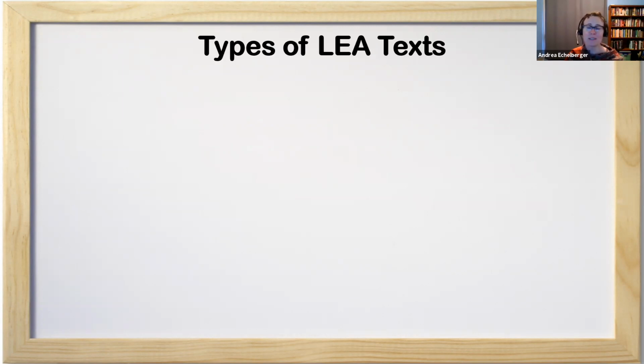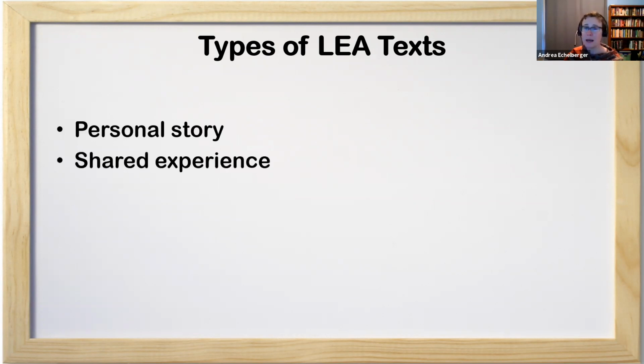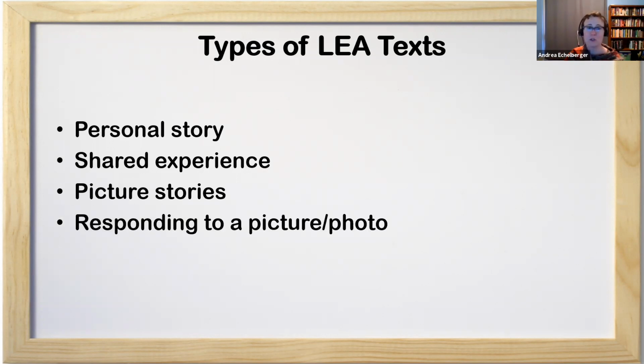So what are some different examples of types of LEA texts? We can do a personal story, a shared experience. Somebody yesterday mentioned taking community excursions. That would be a great example of a shared experience. We can look at picture stories, where we have a series of pictures that tell a narrative, or responding to a single picture or a photo. And even creating very simple sentence frames.